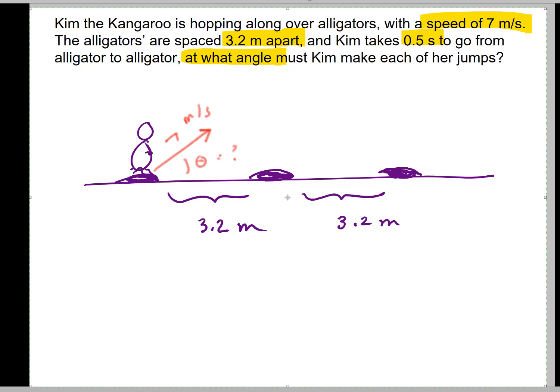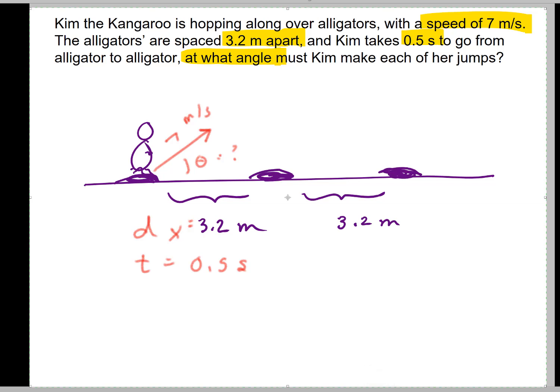Okay, so now I have my given information. The 3.2 meters are horizontal, in the x direction. So I'm going to label them as a distance x, or dx. So I'm going to add the time. That's another piece of information from the problem. The time it takes is 0.5 seconds. Time it takes to do what? Well, that's the time it takes to go from alligator to alligator, or the time it takes to travel that x distance.